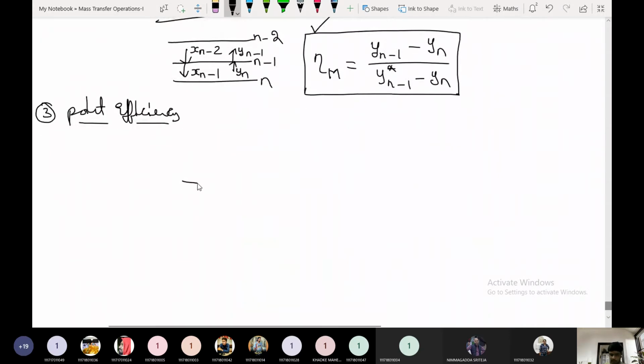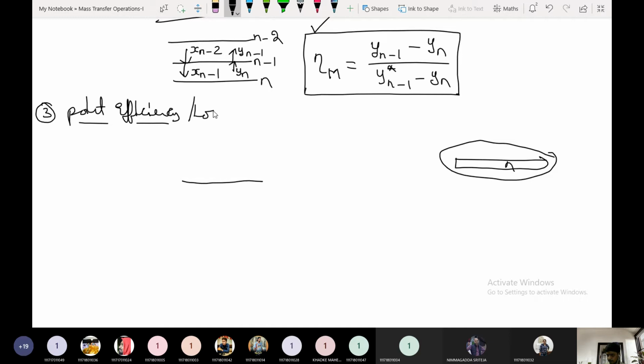In the earlier case, the Murphy plate efficiency defines the efficiency of the entire plate. If this is the nth plate, it defines the efficiency for this entire plate. But the next efficiency is the point or local efficiency. What does this mean? If this is the nth plate, the concentration will be different here, here, and here, at every location.